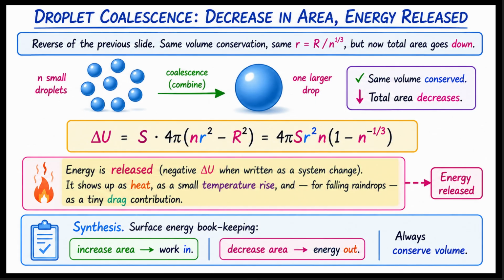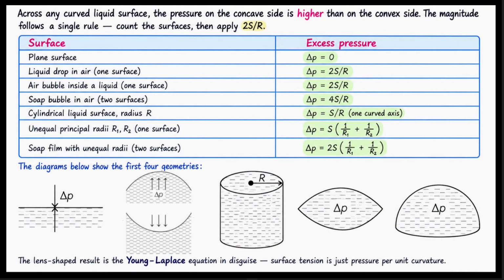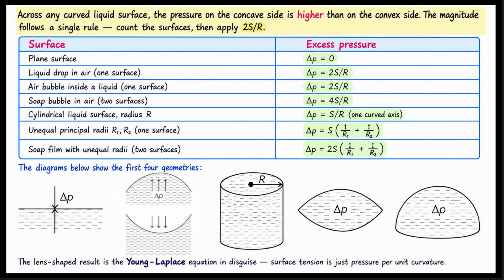It shows up as heat and the bulk temperature rises slightly. For falling raindrops, this tiny heat release is one of the small contributions to drag. The general lesson is worth restating. Increase area and you put work in, decrease area and energy comes out. Always conserve volume.